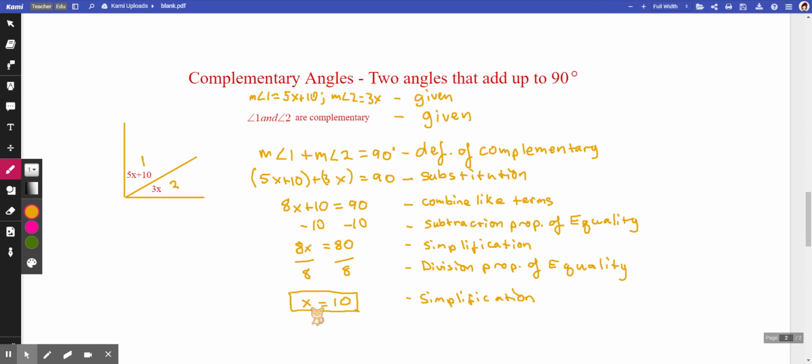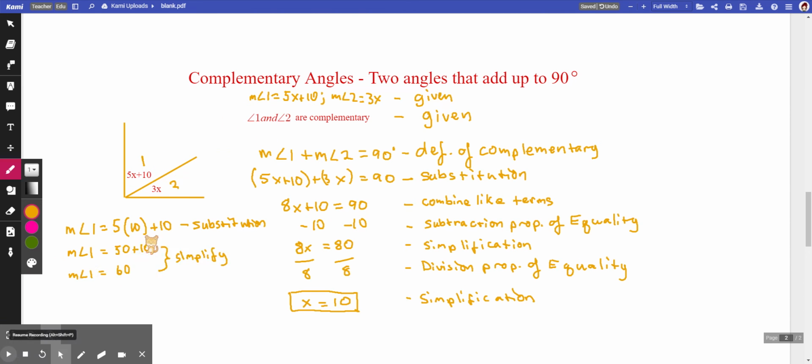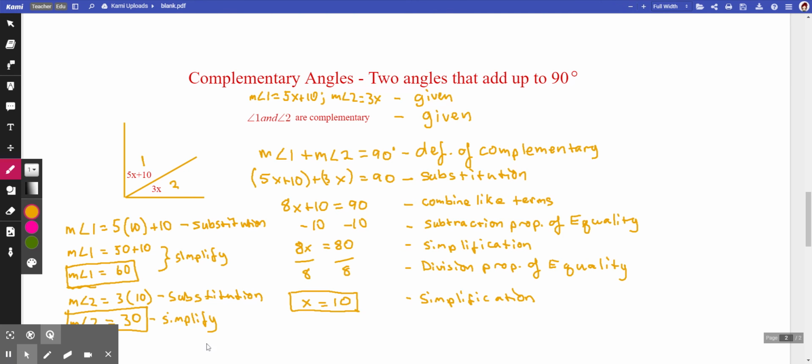And then finally, I get x equals 10. So now I know the value of x. If I want to solve for the measure of angle 1, I'm just going to substitute that x value into the expression that I was already given up here. Then we simplify and we get x equals 3, or angle 1 equals 60. And we do the same thing to get the measure of angle 2.